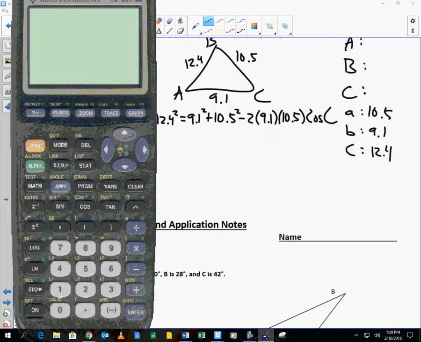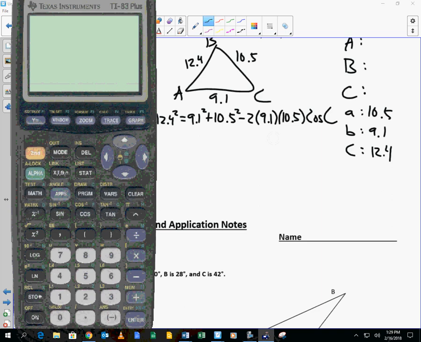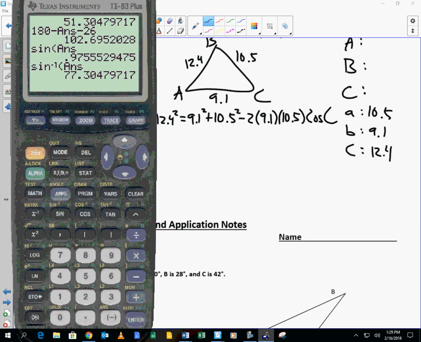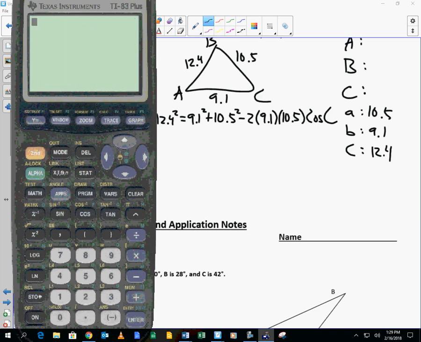12.4. Well, hey, what'd you do? You turned off? Turn back on. Come on. There you go. Yep, battery's dead.